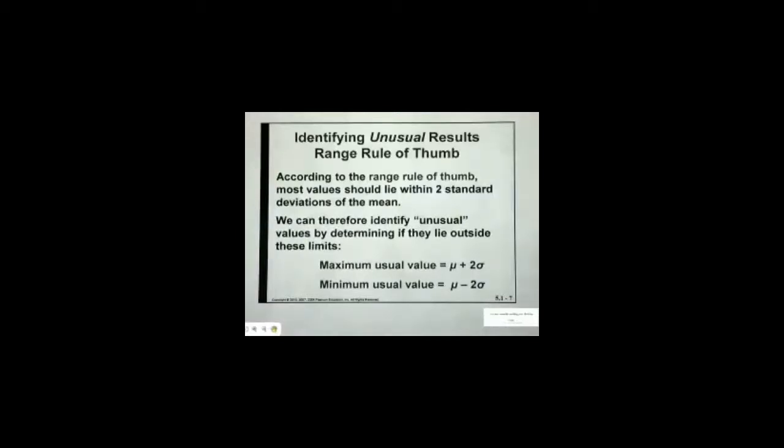And we have found the maximum usual and the minimum usual before. We just have the symbols for population here. The max usual is the mean plus 2 standard deviations. The min usual is the mean minus 2 standard deviations. Anything between those two numbers would be considered usual. Anything outside those two numbers would be considered unusual.